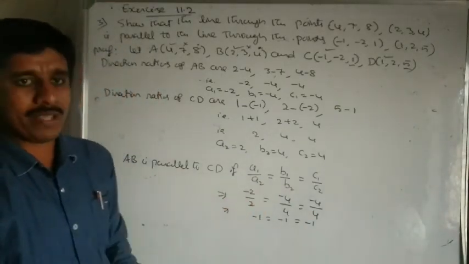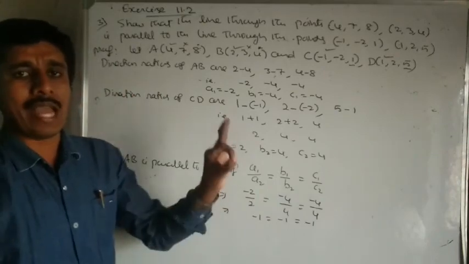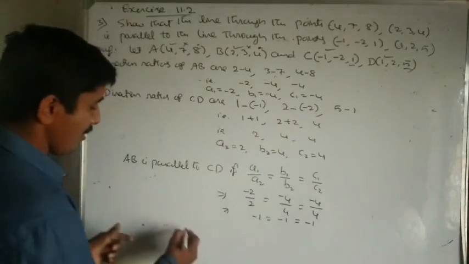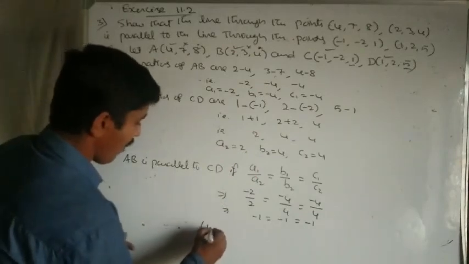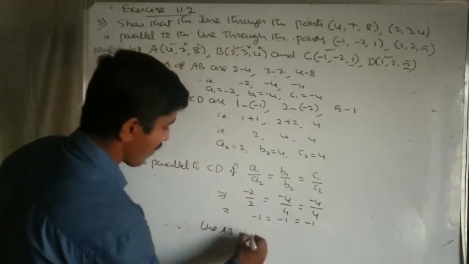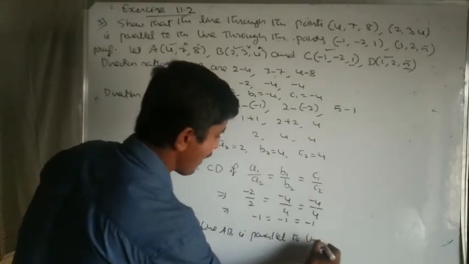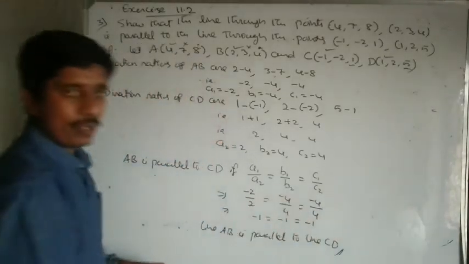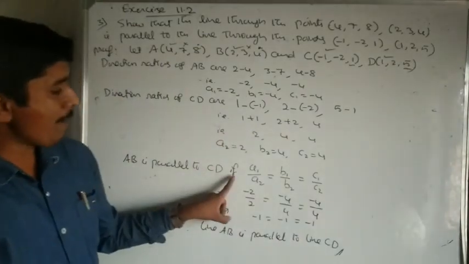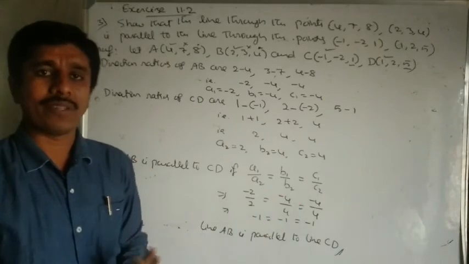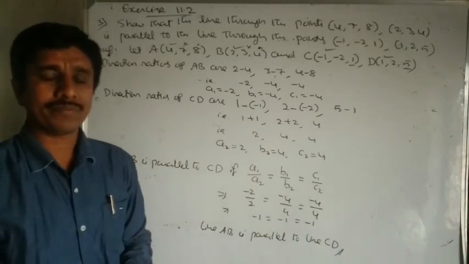Three ratios are equal means clearly the two lines are parallel here. Here AB line is parallel to CD line. Therefore, line AB is parallel to line CD. Got it? Two lines are parallel means we have to prove that these three ratios are equal. Got it? Thank you.